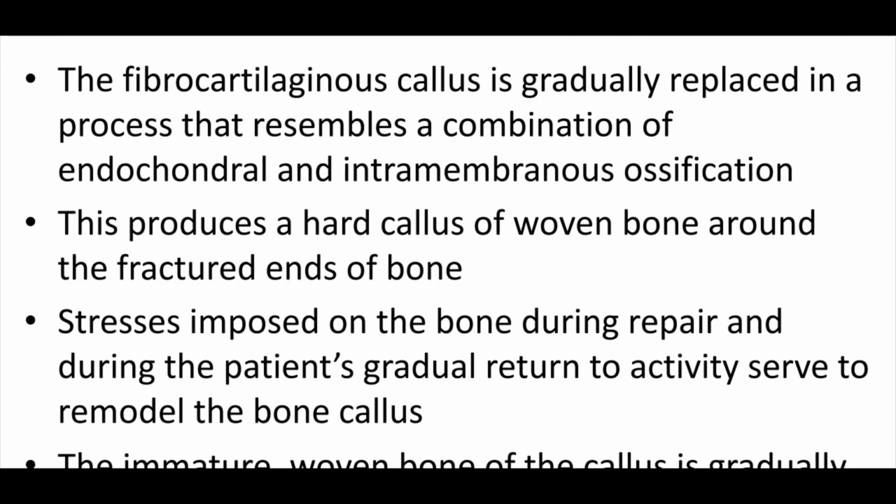So the process goes like this: hematoma formation. After a fracture, there is hematoma formation. After hematoma formation, soft callus formation, which includes formation of a fibrocartilage-like structure. And then after that, there is hard callus formation, a formation of woven bone around the fractured ends of the bone.